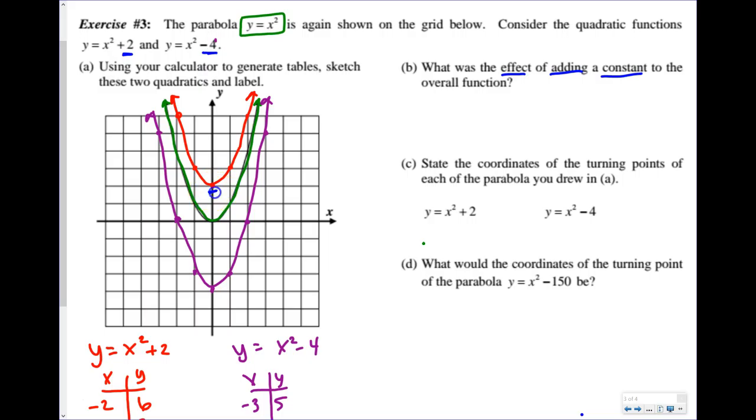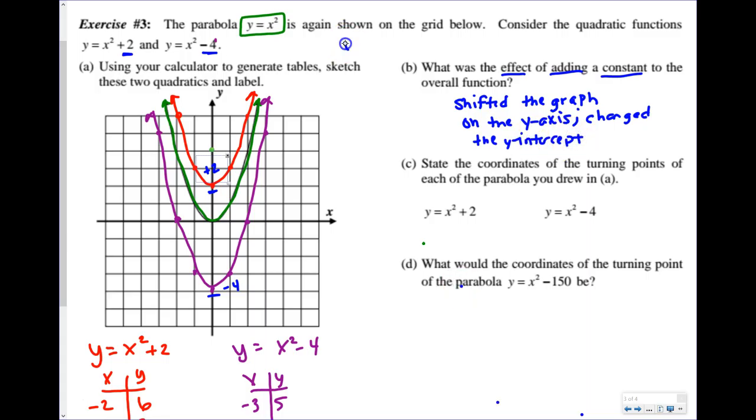Do you see how this has the plus 2 here? That's at the point 2. And do you see how this is at negative 4? So the effect of adding the constant was it just shifted the graph on the y-axis. It just changed the y-intercept.